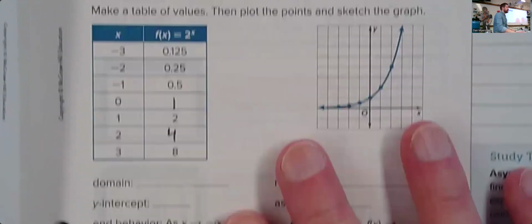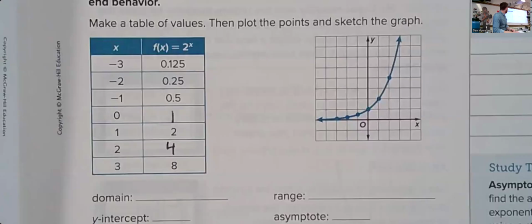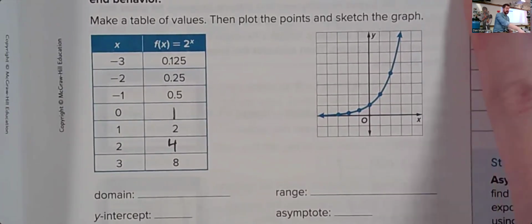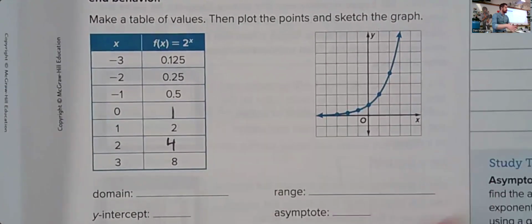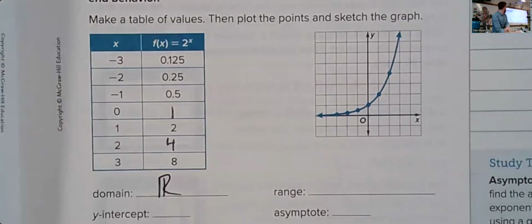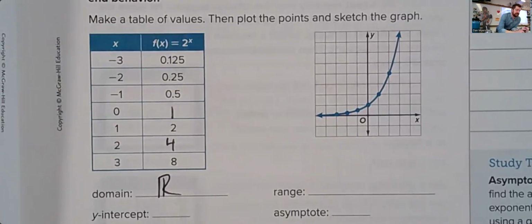Values of the domain. What are our possible values for x? Goes negative forever, that's going to keep going positive forever. So what's that? It goes to -infinity and positive infinity, which includes all real numbers. So the domain here, you can just say all real numbers.